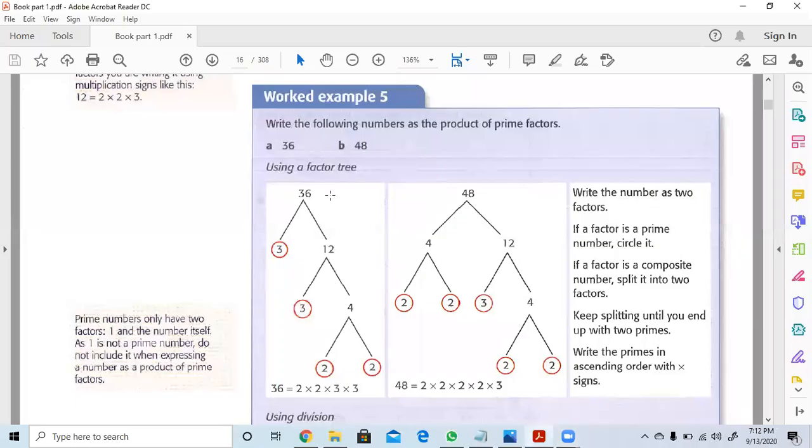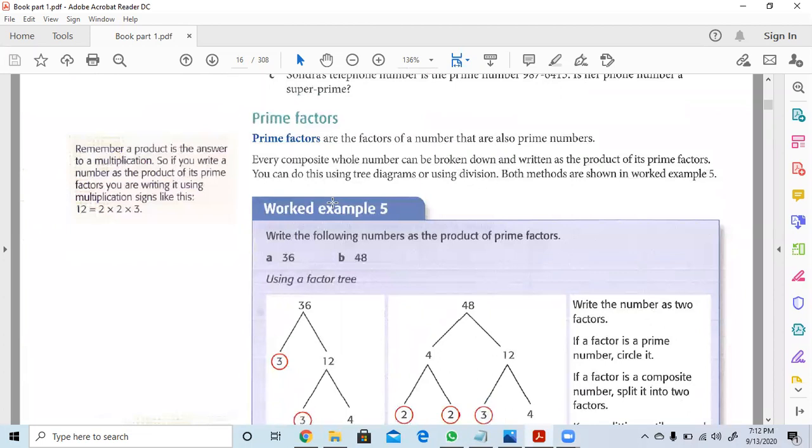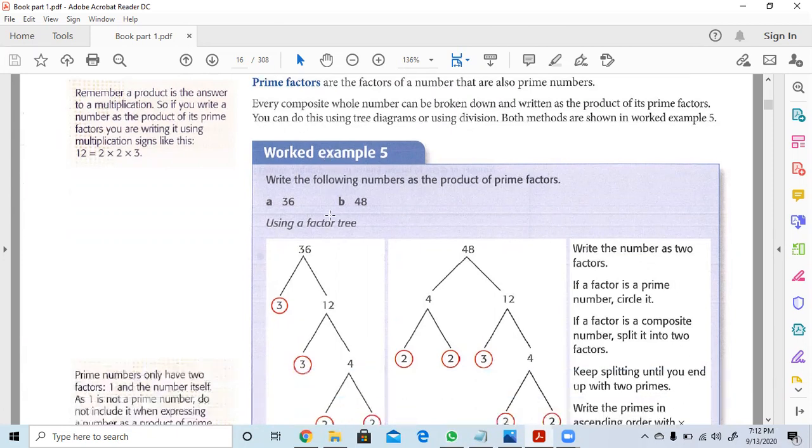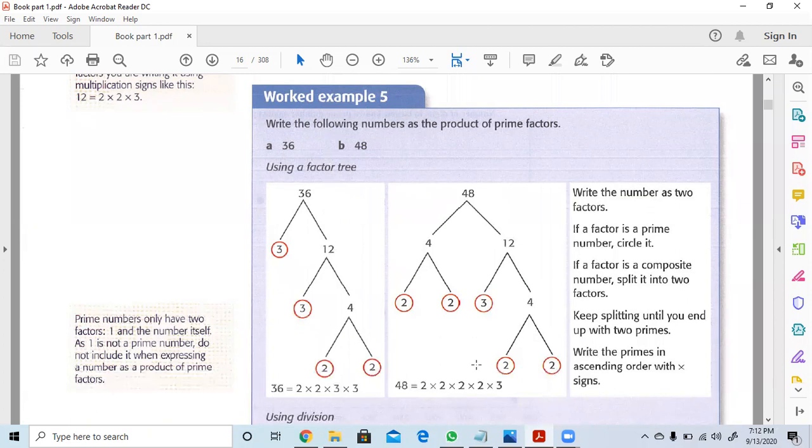So today our new topic is prime factors. I already gave you this as homework, but we will discuss it just before we move on. So let's start our topic.